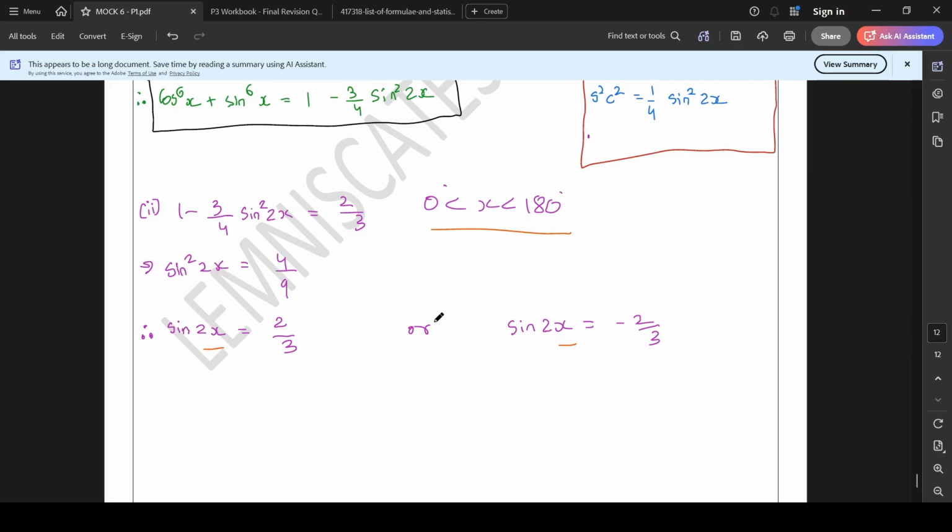So the answer for this question, with respect to this, you will get 20.9, 69.1. And with respect to this, you will get 110.9, 159.1 degrees. Of course, don't forget to give your final answers correct to only one decimal place because you are dealing with degrees. So yeah, we are done with this question.